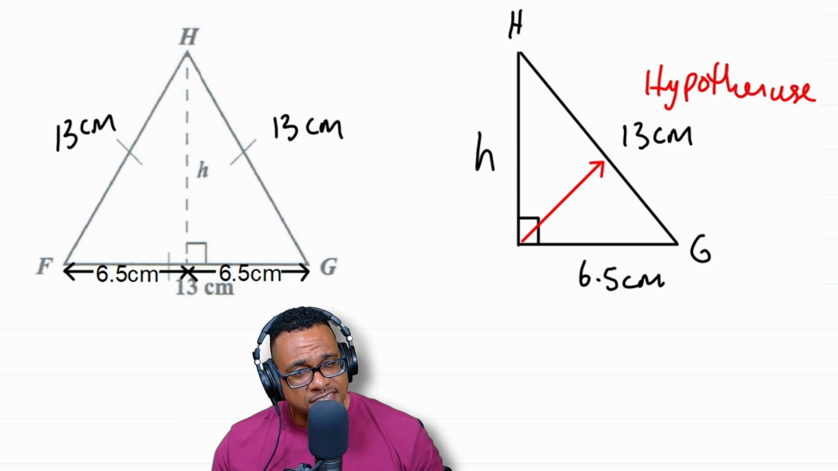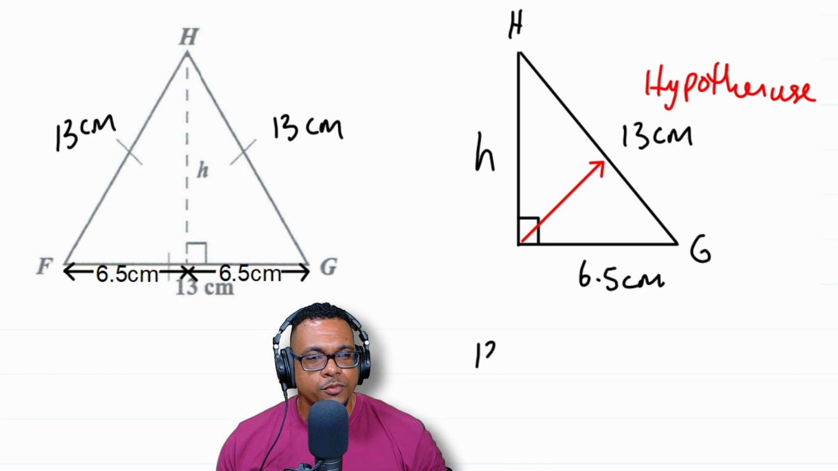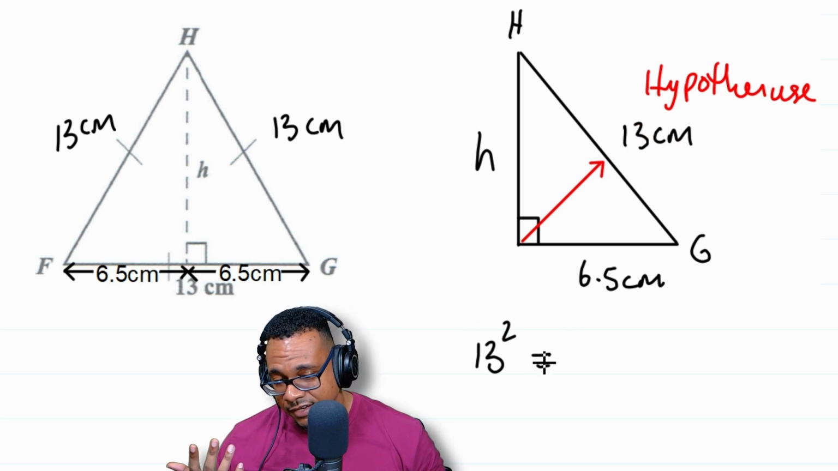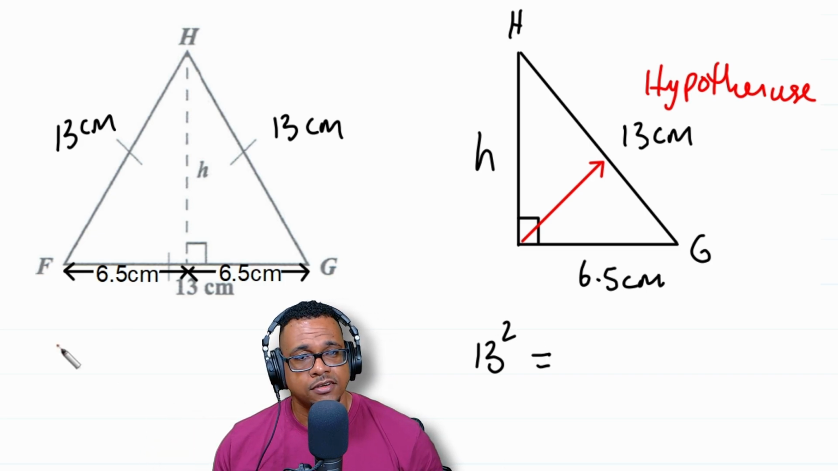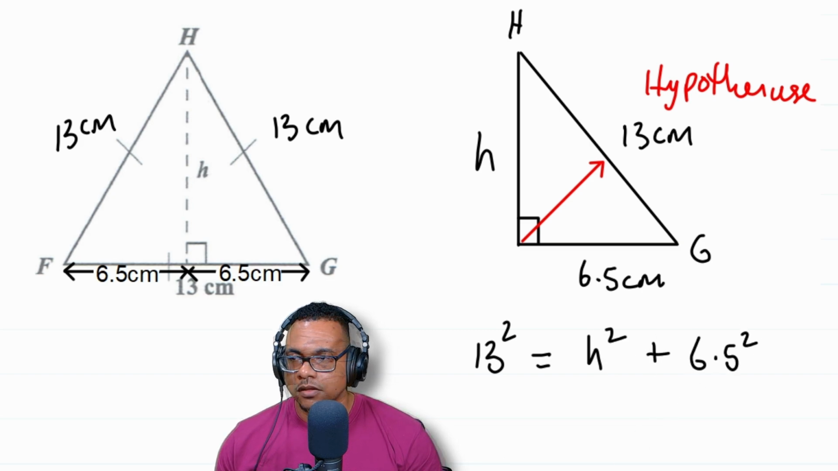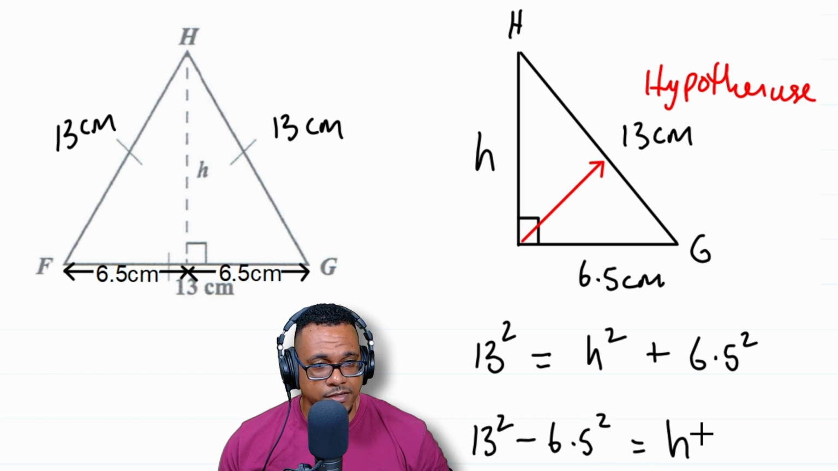Now Pythagoras' theorem states that the square on the hypotenuse is equal to the sum of the squares on the other two sides, which would mean 13 squared, because that's the square on the hypotenuse, is equal to the sum, which means to add, of the squares on the other two sides. And the other two sides are H and 6.5. So we're going to square the H and add it to the square of 6.5. So now what I could do is transfer this positive 6.5 squared across the equal sign, and it will change from positive to negative. So we have 13 squared, take away 6.5 squared, is equal to H squared.